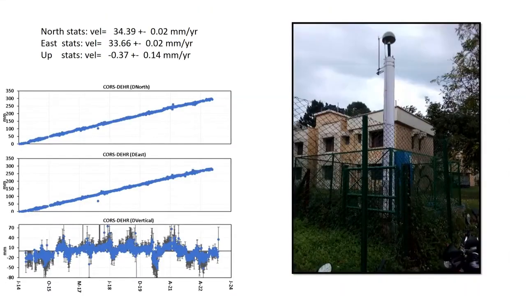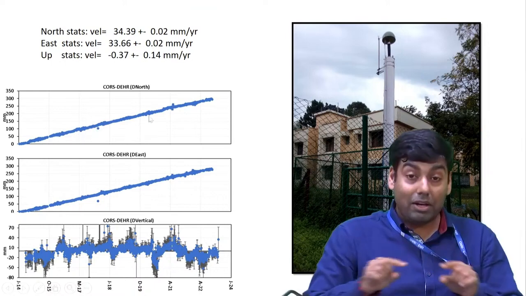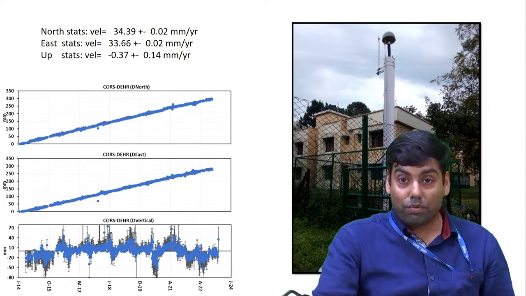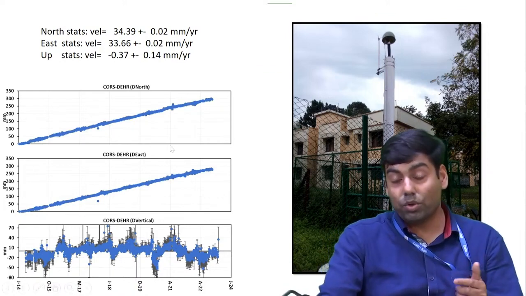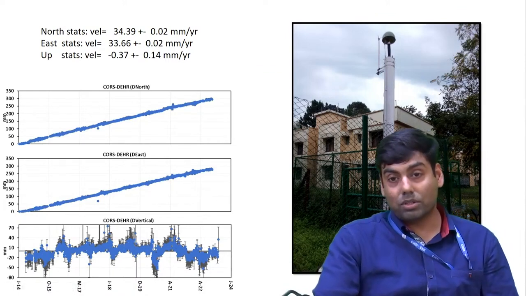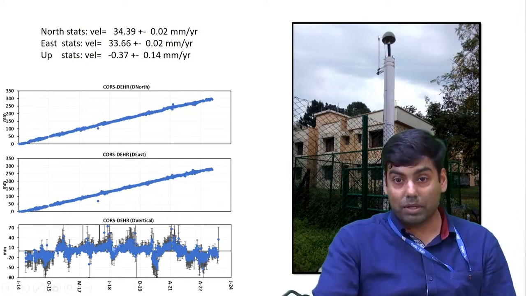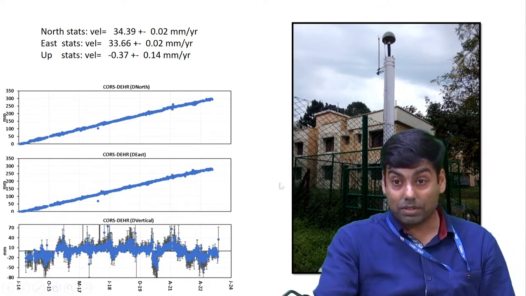So this is your Dehradun station. You can see here the linear motion. This is almost 10-year data. Here there is your hydrological contribution, but as very long period data, if you decompose it, then only you can see your hydrological contribution or non-tectonic contribution. But you can clearly see the hydrological contribution in the vertical fluctuations.